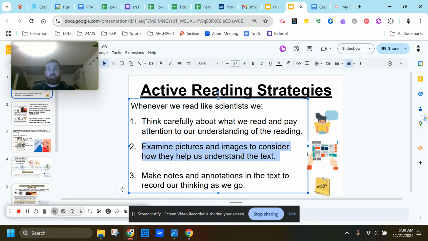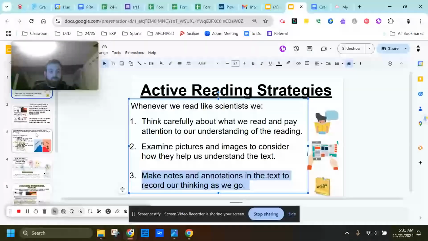We examine pictures and images to consider how they help us understand the text. What are the pictures showing us? What are the captions all about? How is this a part of what they're talking about? And last but not least, and this is the big one, we make and take notes and annotations in the text to record our thinking as we go. Beyond just asking whether I understand, it's almost like we're having a conversation with the text.